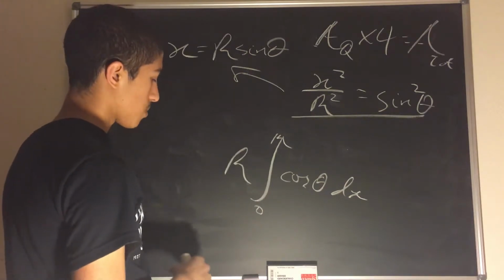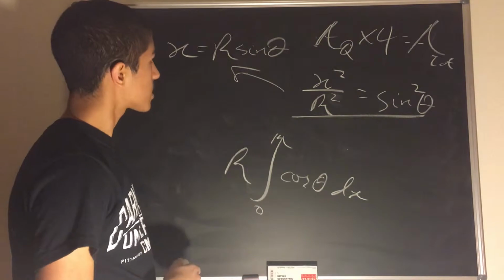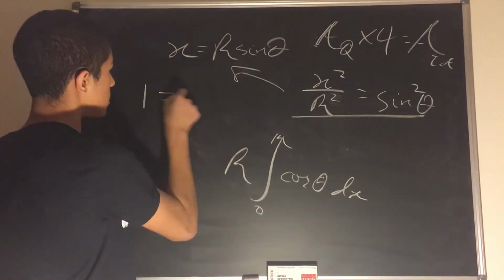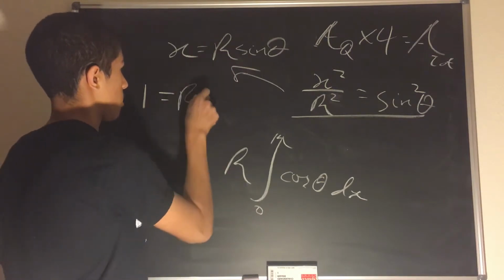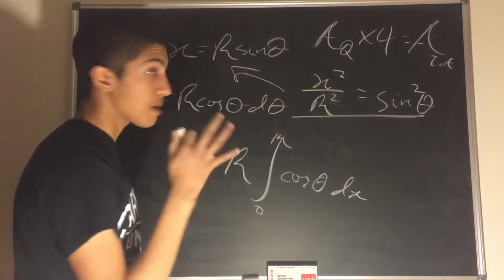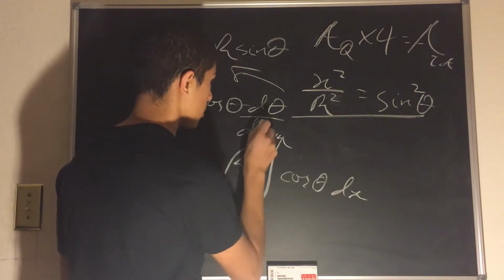And now let's do something interesting. Let's take the derivative with respect to x on both sides of this equation. So then we would get 1 is equal to r cosine theta. And because of implicit differentiation, I know my terms, I'm a big calculus boy.